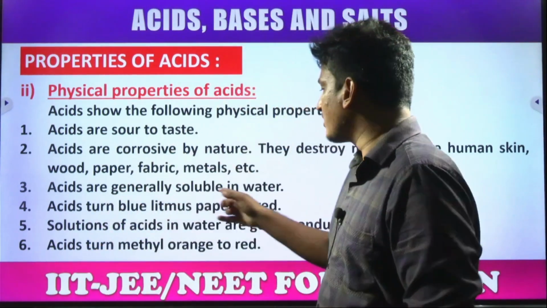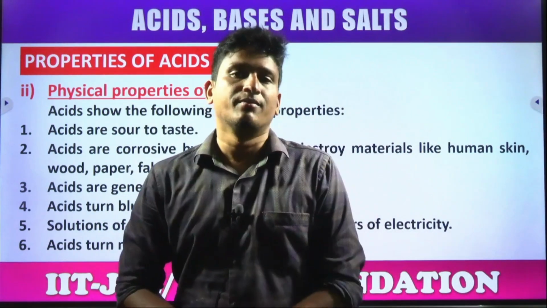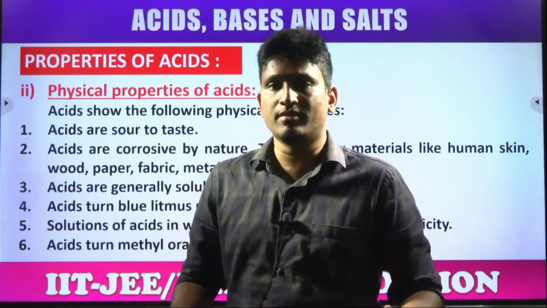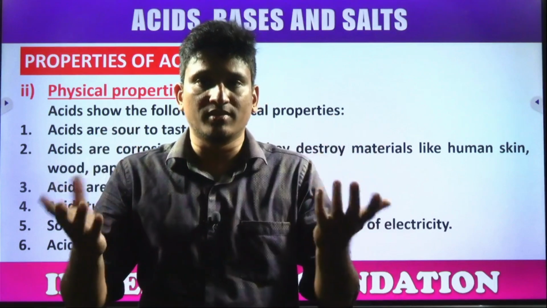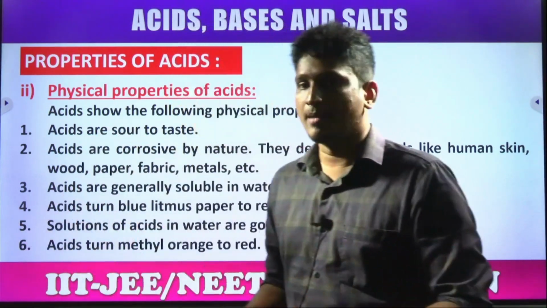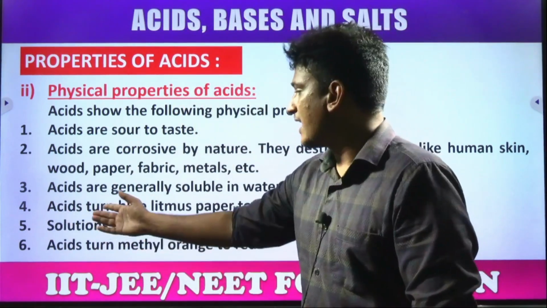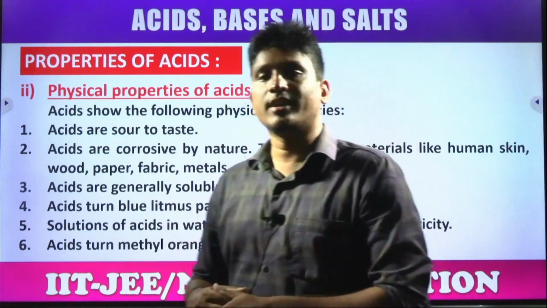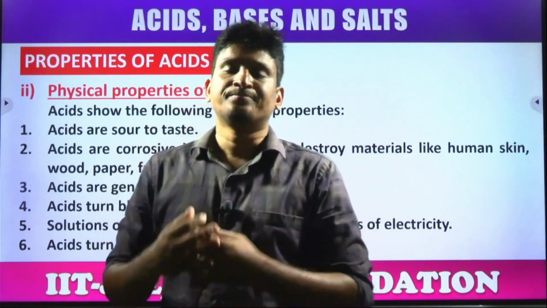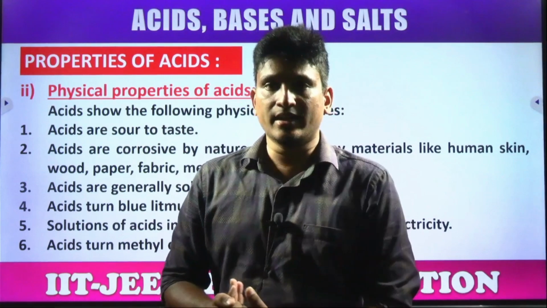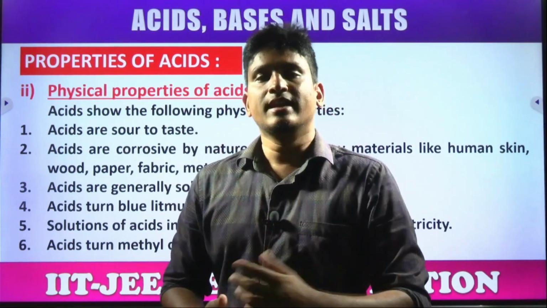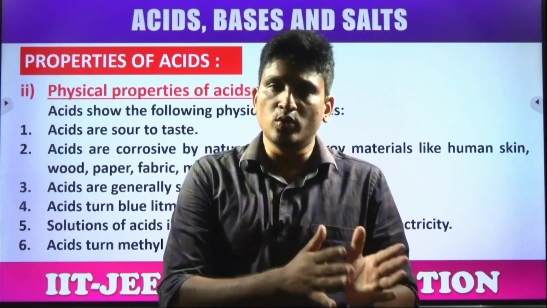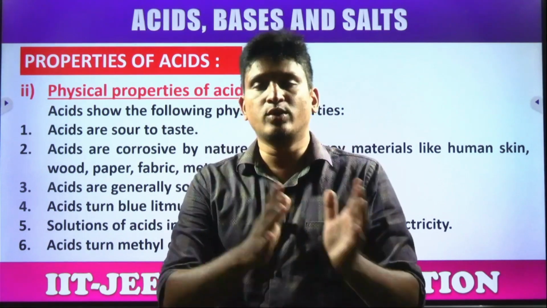Acids are generally soluble in water, right? This is very true in general. That's what acidic behavior is. So students, when they dissolve in water, they produce H plus ions in their aqueous medium. So they are absolutely soluble in water, and acids turn blue litmus paper to red. Litmus is an indicator to identify whether a particular solution is acidic or basic. In acidic, what is the color change? Blue to red color. In basic, red to blue color.